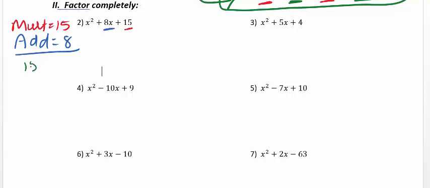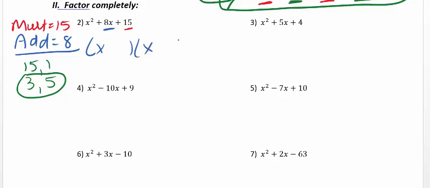Well, to get 15, I can do 15 times 1, or I can do 3 times 5. I really can't think of anything else that would give me 15. I can see here, though, that if I add 3 and 5, I'm going to get 8. So there they are, and we can rewrite this now. We know x times x is going to be our x squared. 3 times 5 is going to be 15, and 3 plus 5 is going to be 8, our middle term. So now we've factored it.